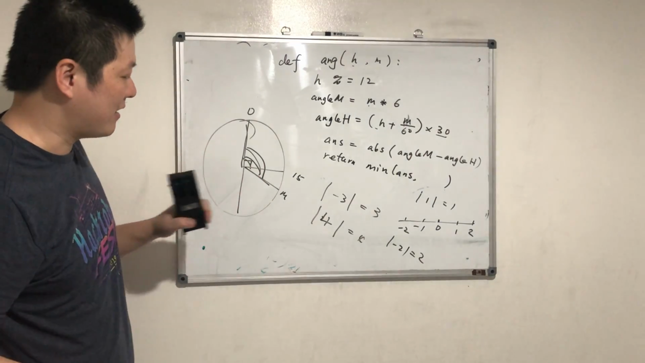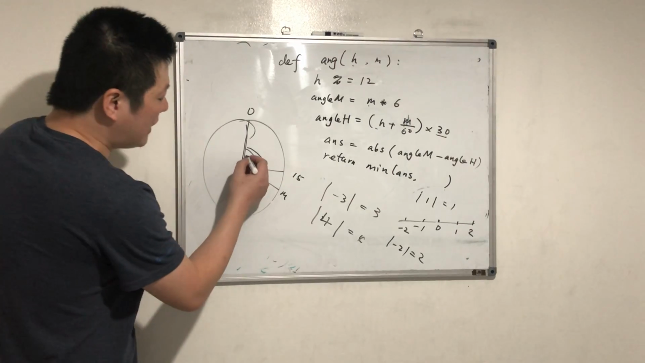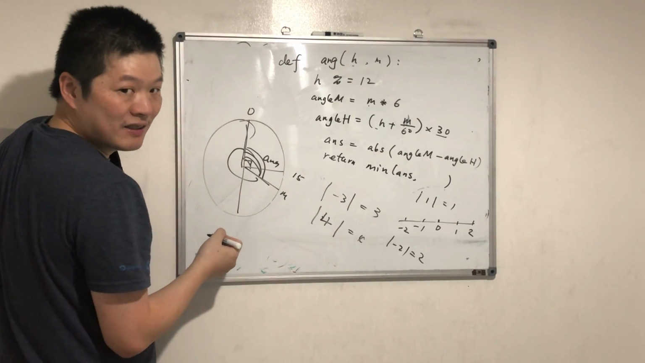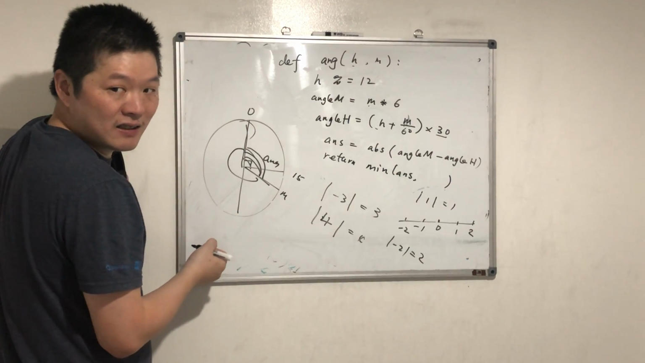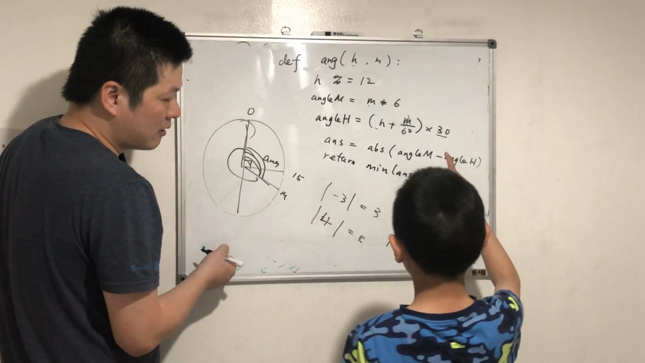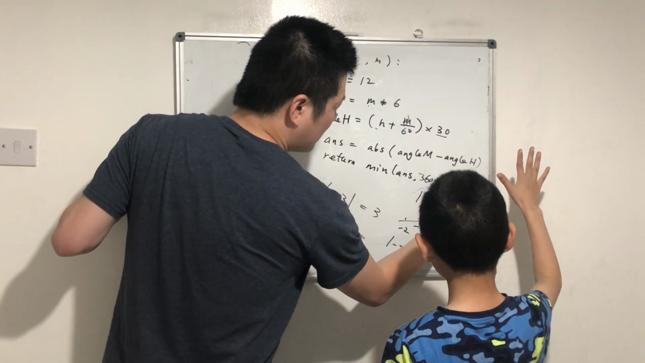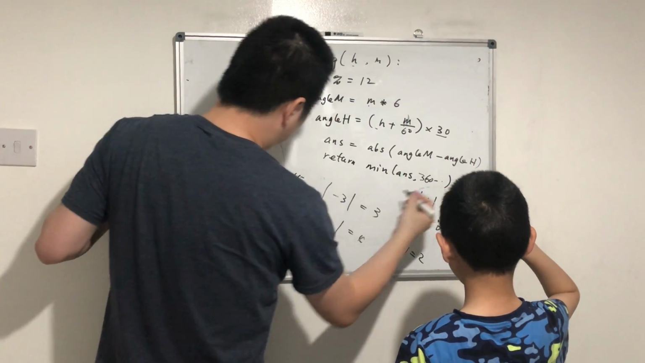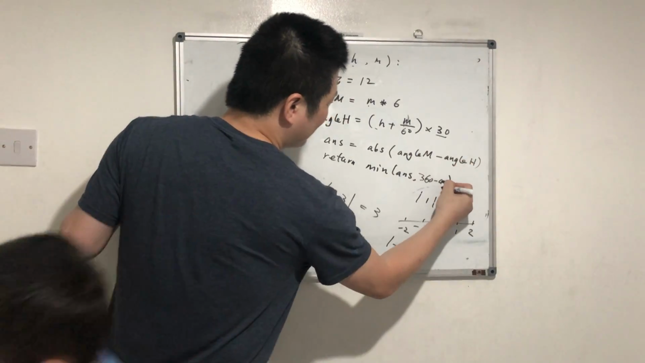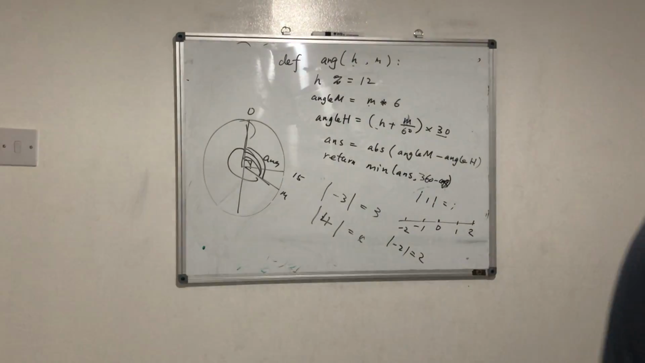So what's this angle? 360 subtract answer. Yeah, that's what I'm asking for. So that's the minimum of it.